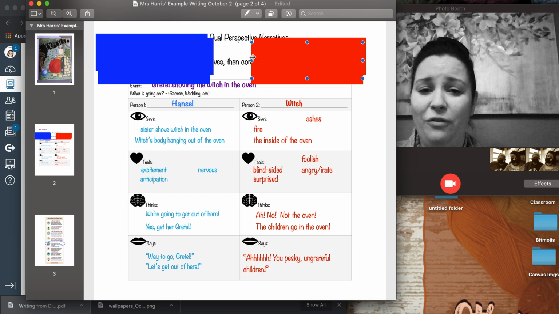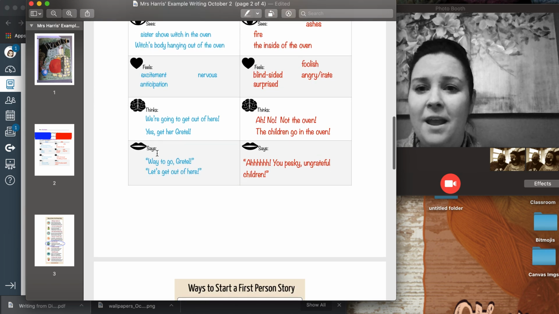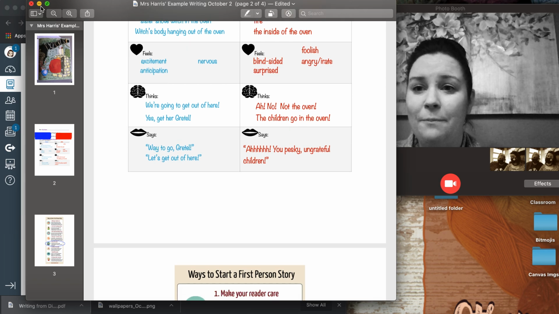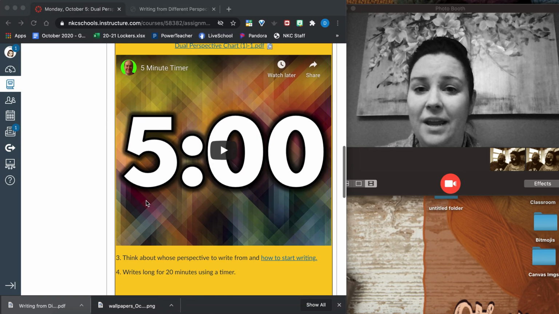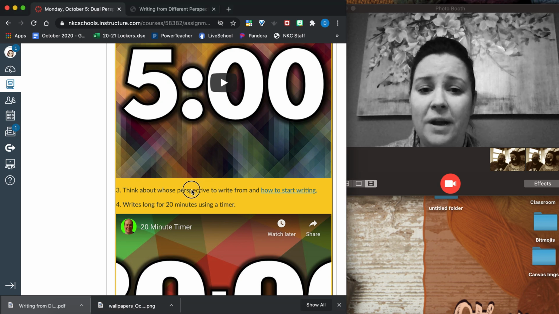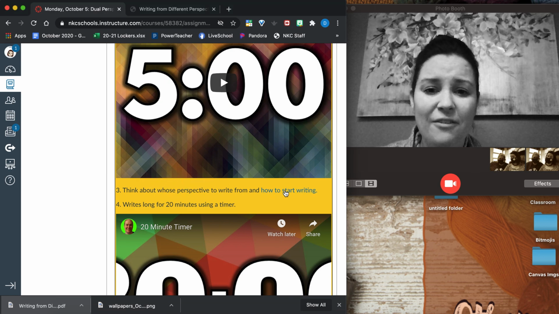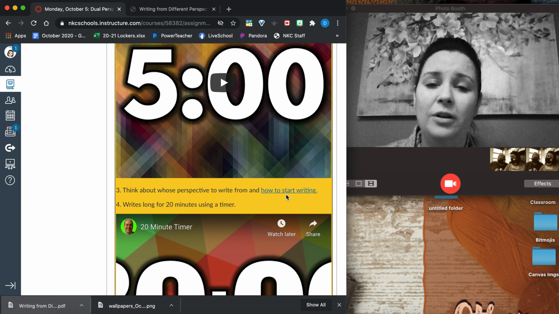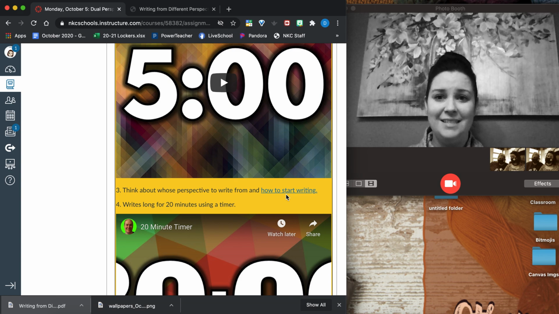That's all that you need to do for that. So make sure you set your timer. And then finally, that third step for you is going to be to choose which perspective you want to write from. And I have a chart right here that's going to be pretty helpful, because sometimes whenever I get an idea and I want to write, I still get stuck.